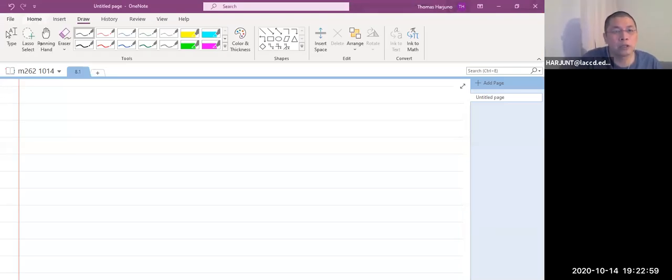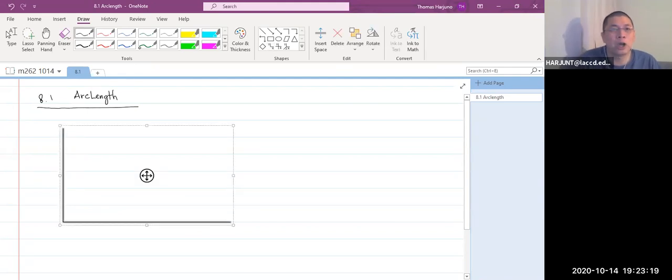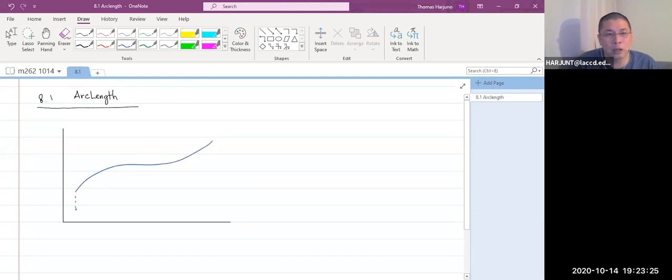Okay, 8.1 is on arc length. Instead of computing or finding the area under the curve, we are going to compute the length of the curve, let's say from A to B. Let's say this function y equals f(x), and we are interested in finding the length of the curve.